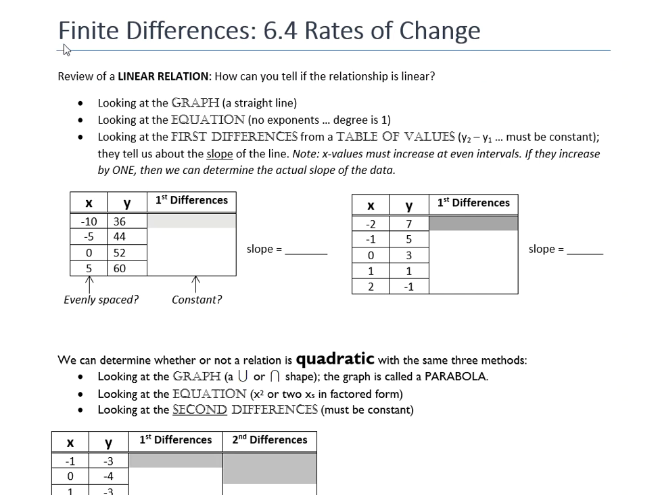We're going to start today by reviewing finite differences, and we call those rates of change in grade 9. So let's talk about what we learned already, linear relations. We're going back to that. How can you tell if a relationship is linear?